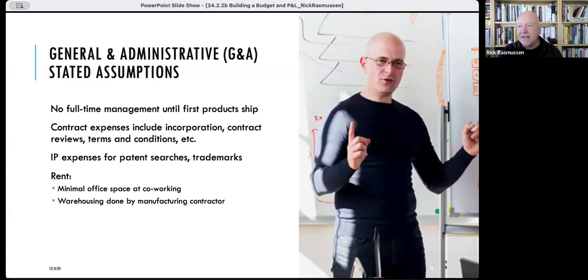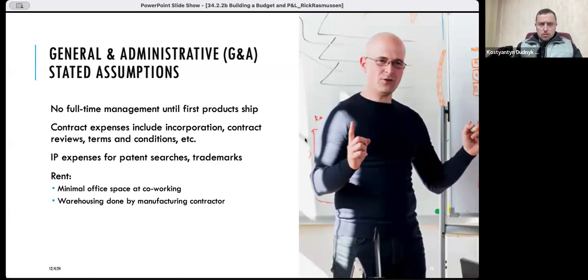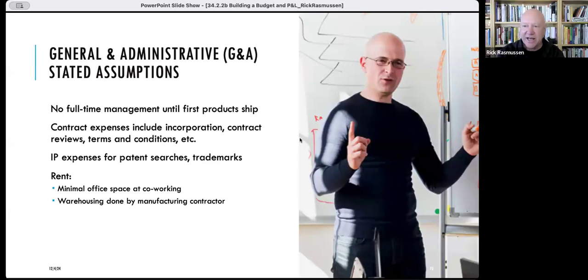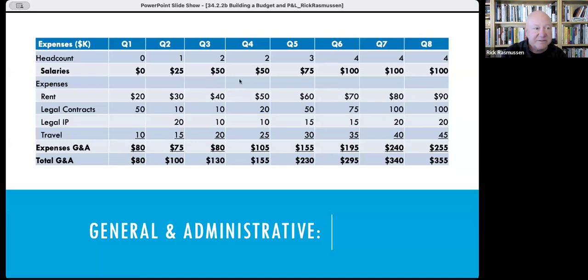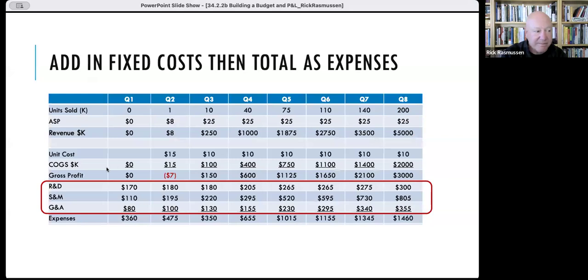Excuse me. G&A, how much do I need? I'm not going to pay my overhead. I'm not going to take a salary as a CEO until I'm shipping products. I'm going to use outsiders for all my contracts, and I'm going to take a look at some patent searches. I may not patent. I'm going to do a co-working space somewhere, and I'm going to have Amazon do my warehousing. Okay, peeps, expenses, G&A. Now I roll it up. Here we go. There's all my fixed expenses, and that's my total there.